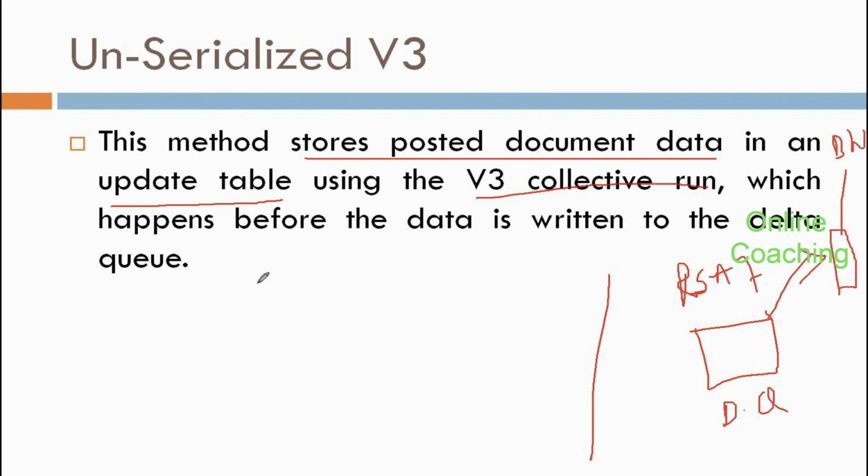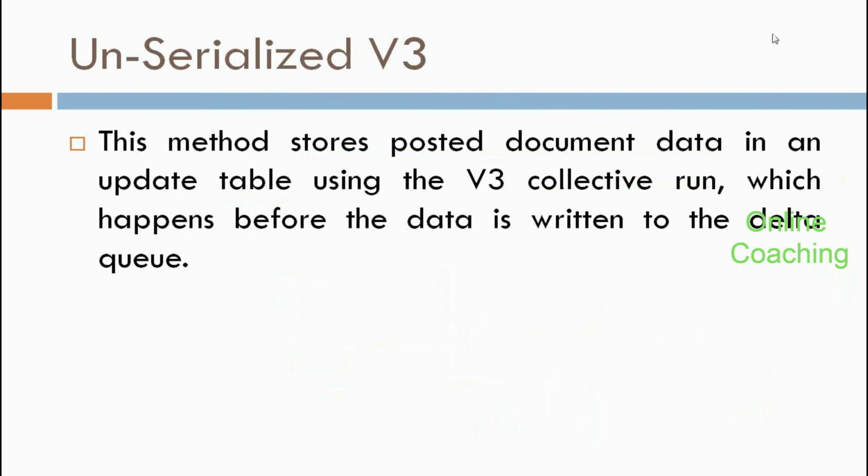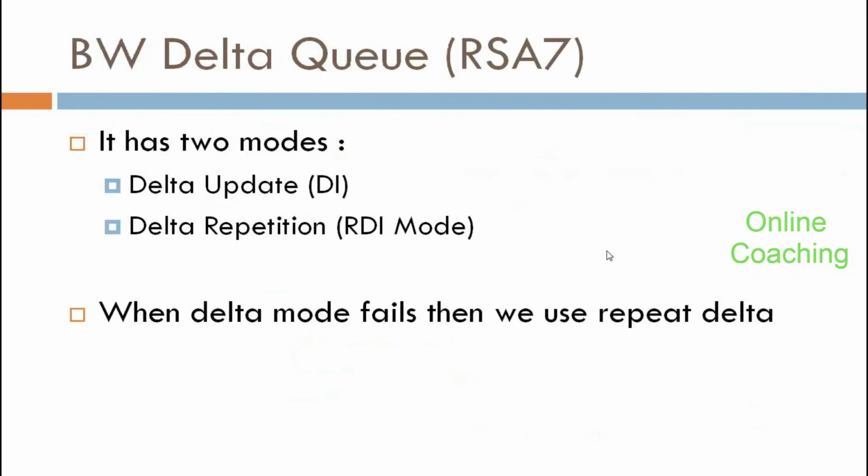If I use Un-Serialized V3, then what happens? If anybody creates a new document, the document will go to a table called the update table. From here it goes here. Similar to queue delta, but in queue delta there is an extraction queue, and here a table is there. It goes to the table, from the table it goes to the delta queue. This is called Un-Serialized V3 delta, which happens before the data is written to the delta queue.